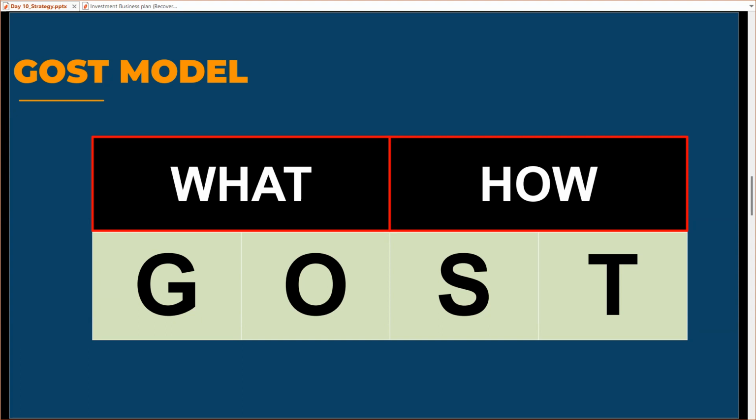So I will break this into 2 parts. The first part, I will call it the what. And the second part is the how. So what do we want to achieve in 5 years? We want to achieve financial growth and resilience, as Martin put it.